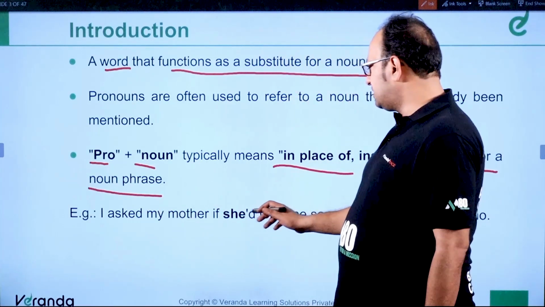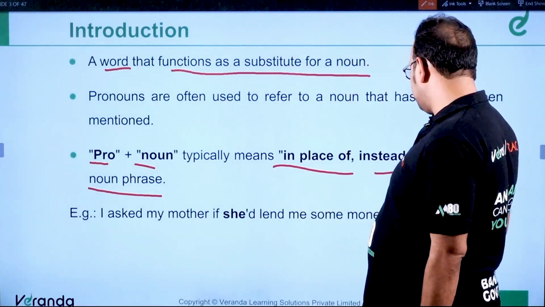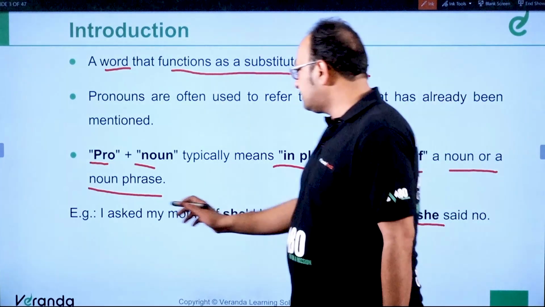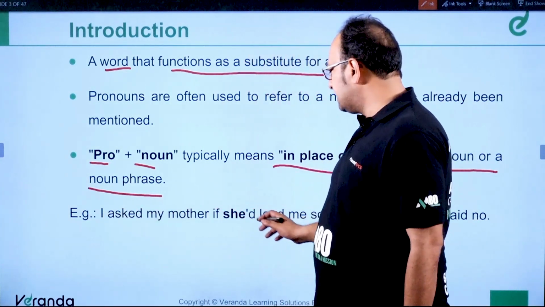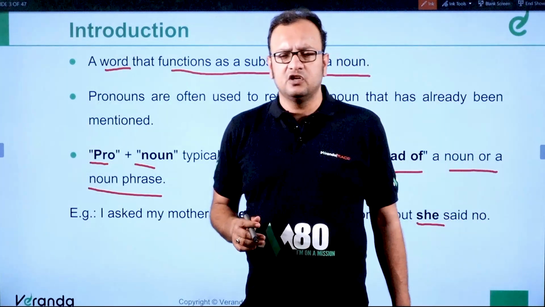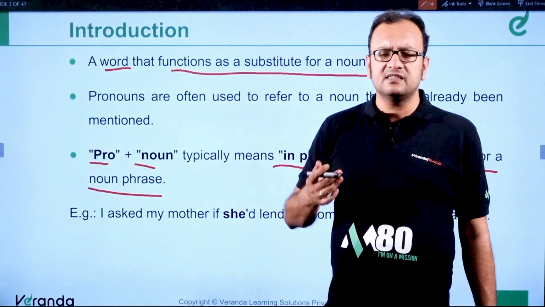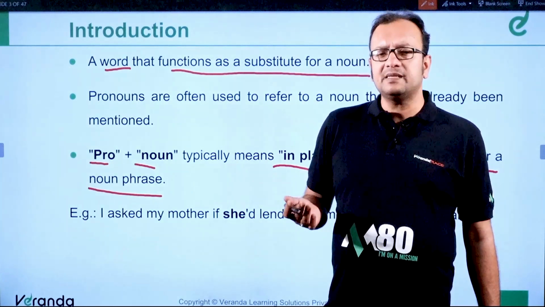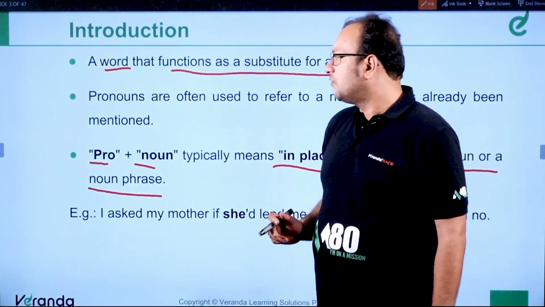I asked my mother if she would lend me some money, but she said no. I won't say I asked my mother if my mother would lend me some money, but my mother said no. We cannot use it like that. So there's a replacement of the word mother which is done by she. So she is a pronoun. Clear? Okay. Moving ahead.